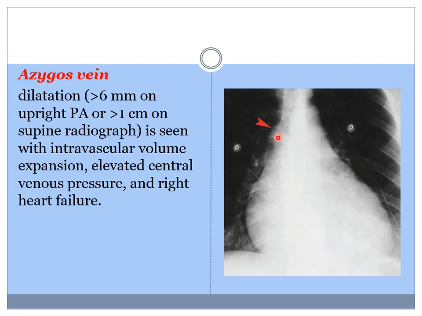Azygous vein dilatation of more than 6 millimeters on upright PA, or more than 1 cm on supine radiograph, is seen with intravascular volume expansion, elevated central venous pressure, and right heart failure. We can see it in pregnancy or renal failure.